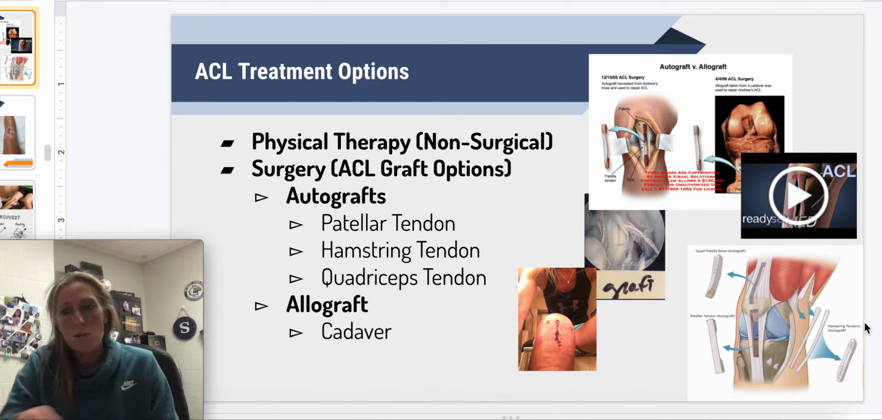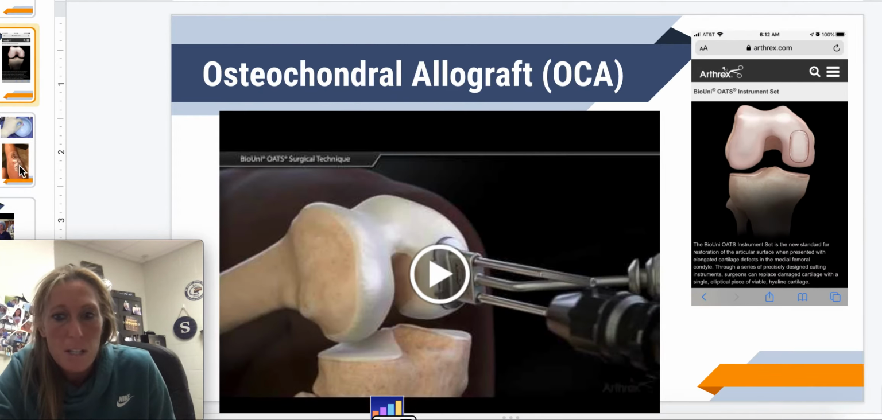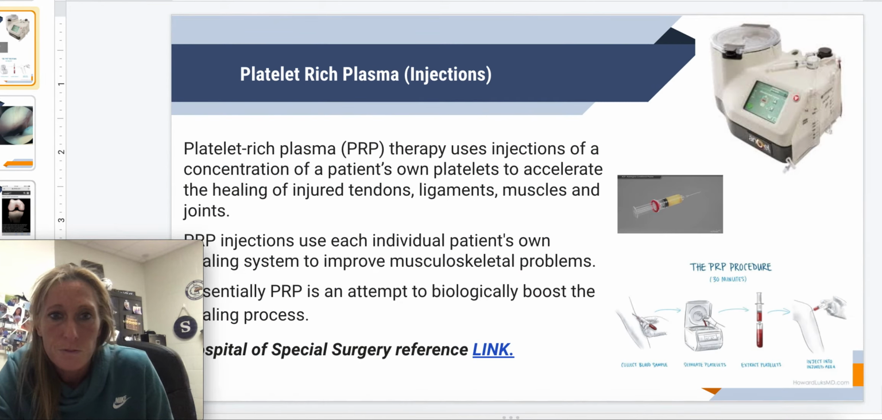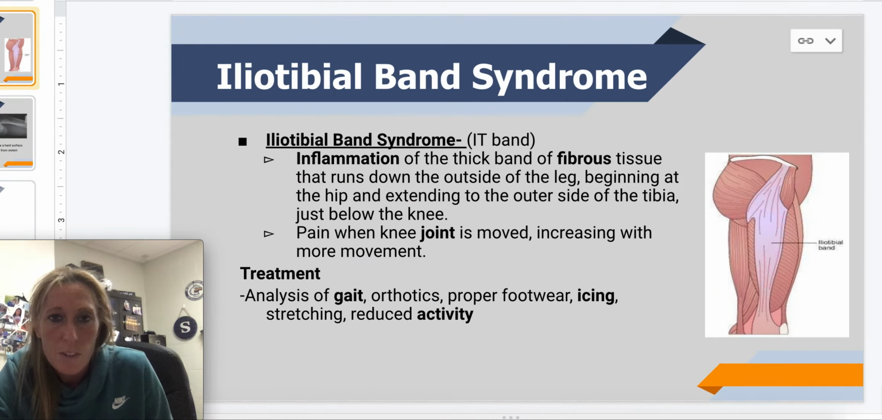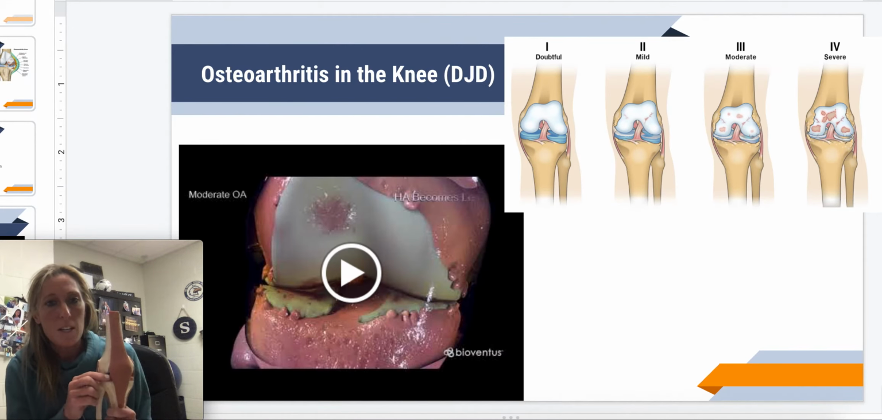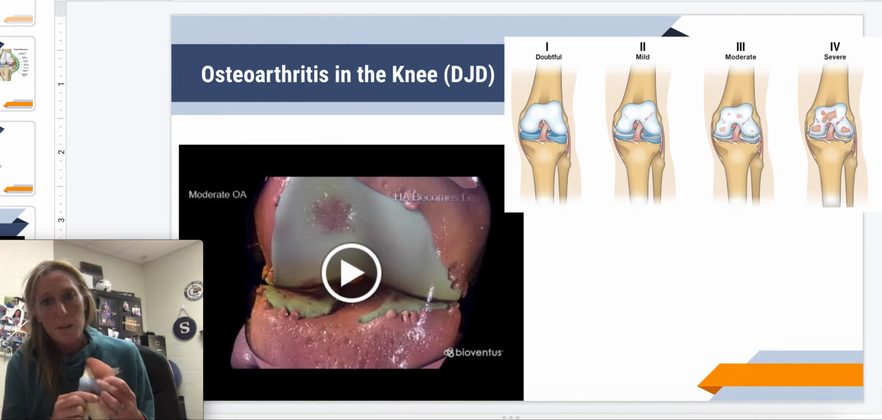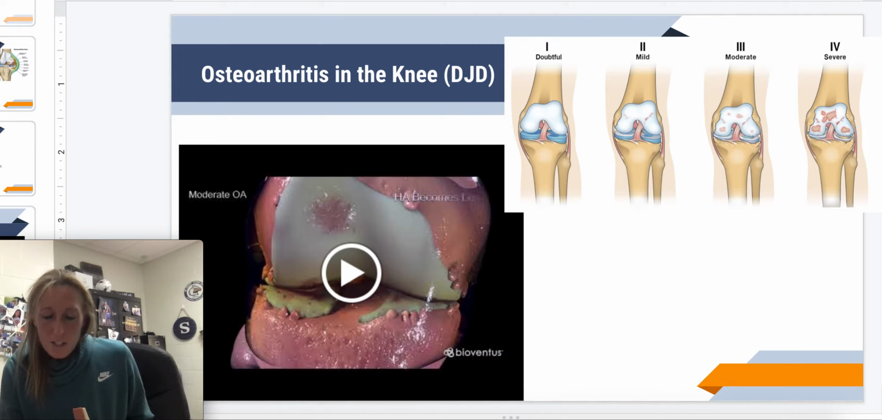Arthroplasty. Arthroplasty is a total knee replacement. And I'll scroll, I know that's at the very end of our knee unit. But arthroplasty is where they're taking off, they're resurfacing the distal end of your femur and the proximal end of the tibia, and they're putting metal and plastic parts in.